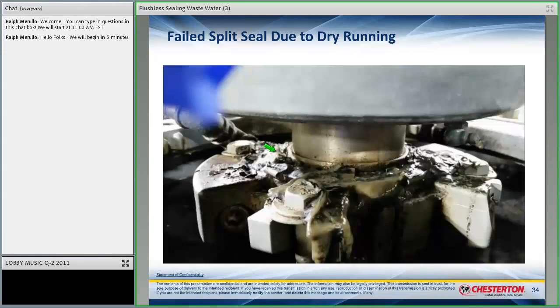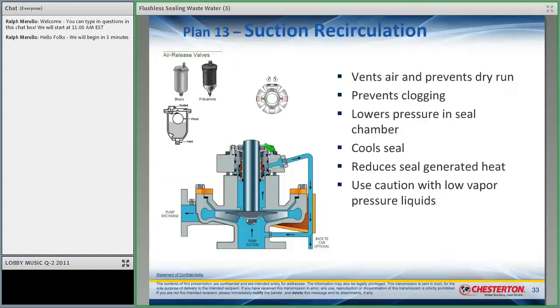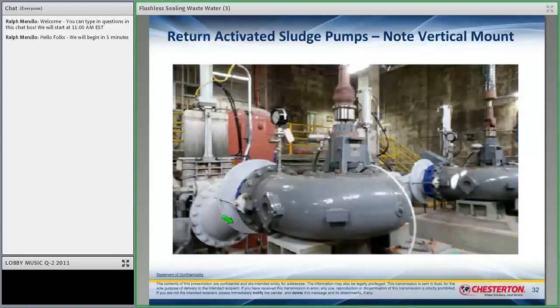Because in this case, the seal was running dry. What we're trying to do here is vent the air off, vent the gas off. The problem is too much gas is filled in the casing. So this is great if you have an air bubble in the seal, but this is not going to work if the whole pump is full of gas. So in this case, one solution would be to run a flush to the seals for, say, the first 20 minutes and then shut it off.